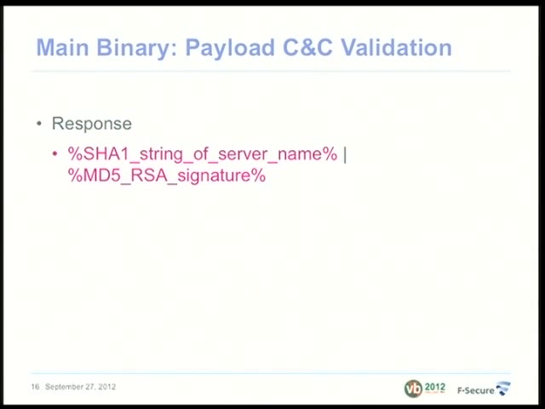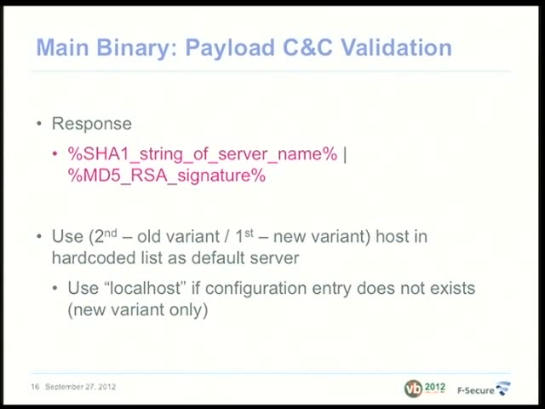So now, to determine if a server is valid, Flashback expects the response to contain the SHA-1 of the server name followed by a matching RSA signature. If none of the servers are valid, then a default server is selected. In old variants, this is the second server found in the list, while in newer variants, it is the first server found in the list.